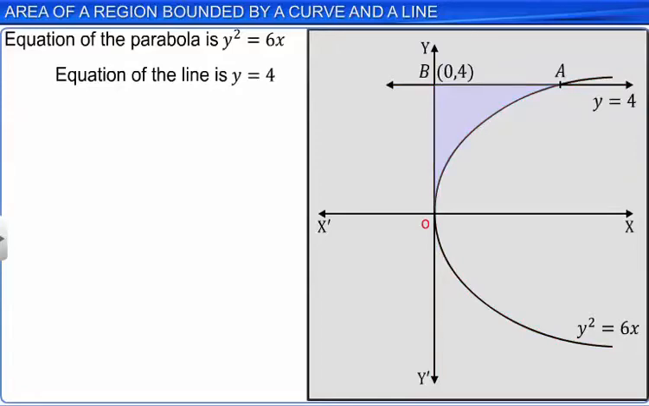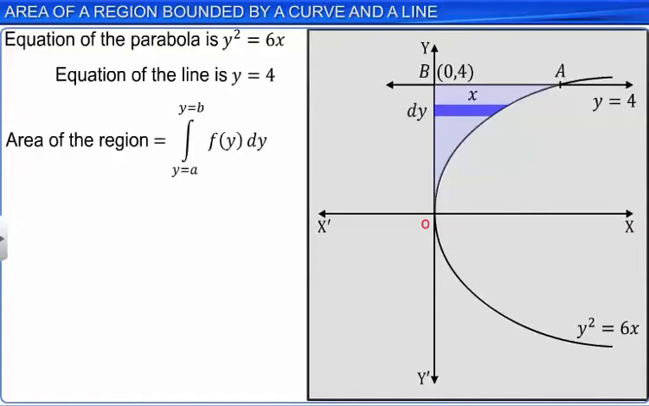Begin by taking a horizontal strip of width dy. This strip will span from x = 0 to y² = 6x and will cover the entire shaded region if we move it horizontally from y = 0 to y = 4. So the area of this region can be calculated by using the formula: integral of f(y) dy from y = a to y = b. Here f(y) is the height of the strip.